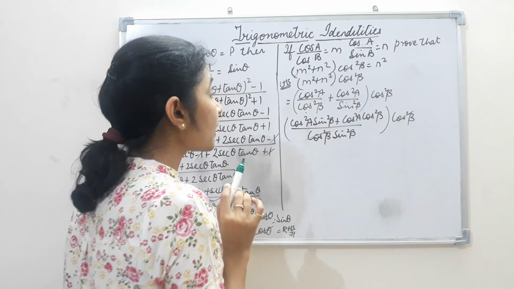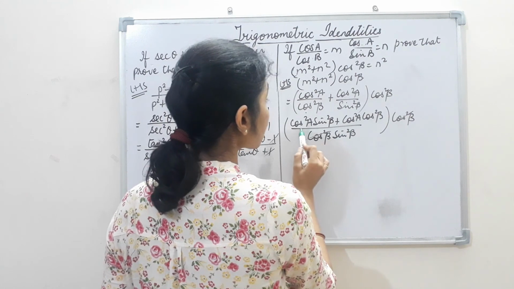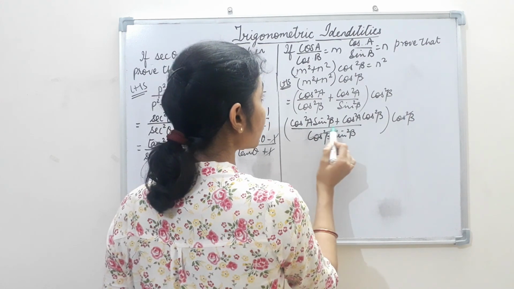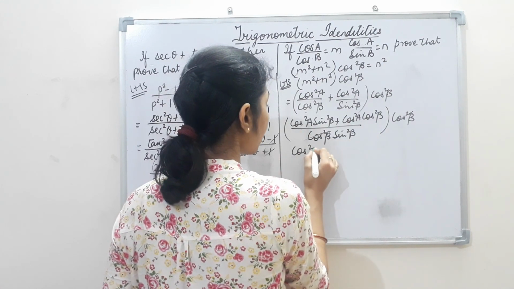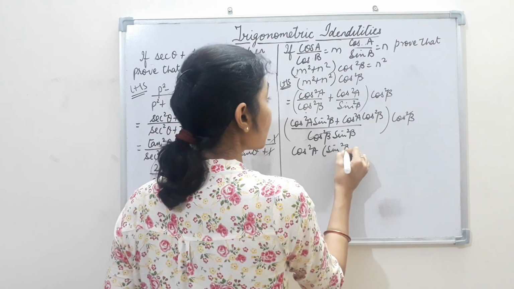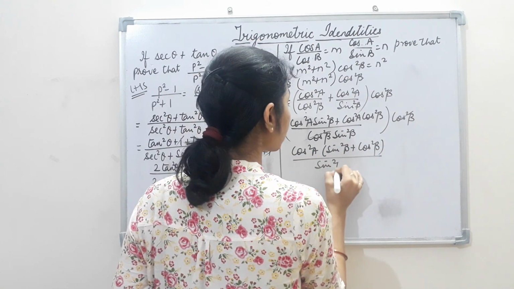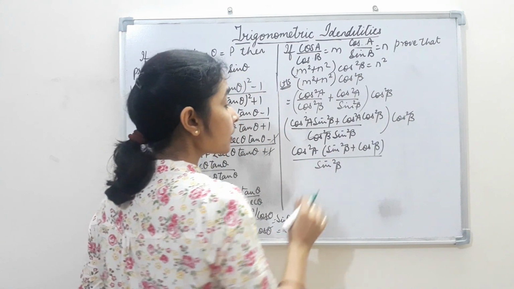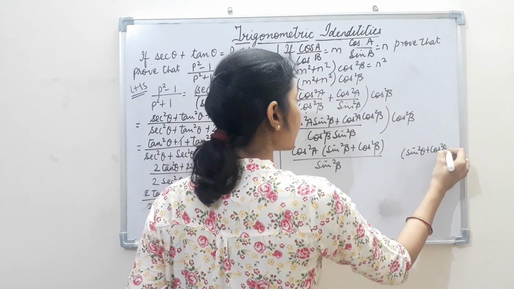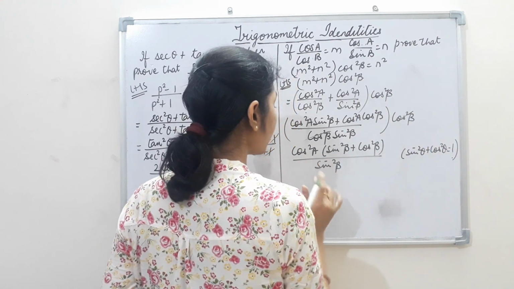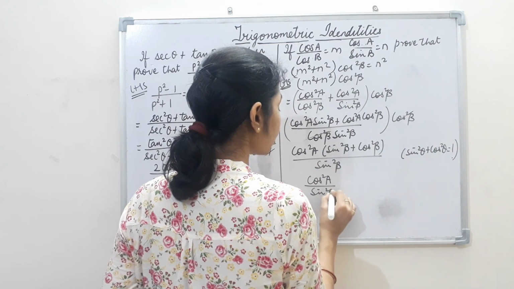Now, whatever is common here, we will just take it out. What is common? Cos square A. So taking cos square A common, we get sin square B plus cos square B upon sin square B. Now, as we know, sin square theta plus cos square theta is equal to 1, so this changes into 1. So we get cos square A upon sin square B.